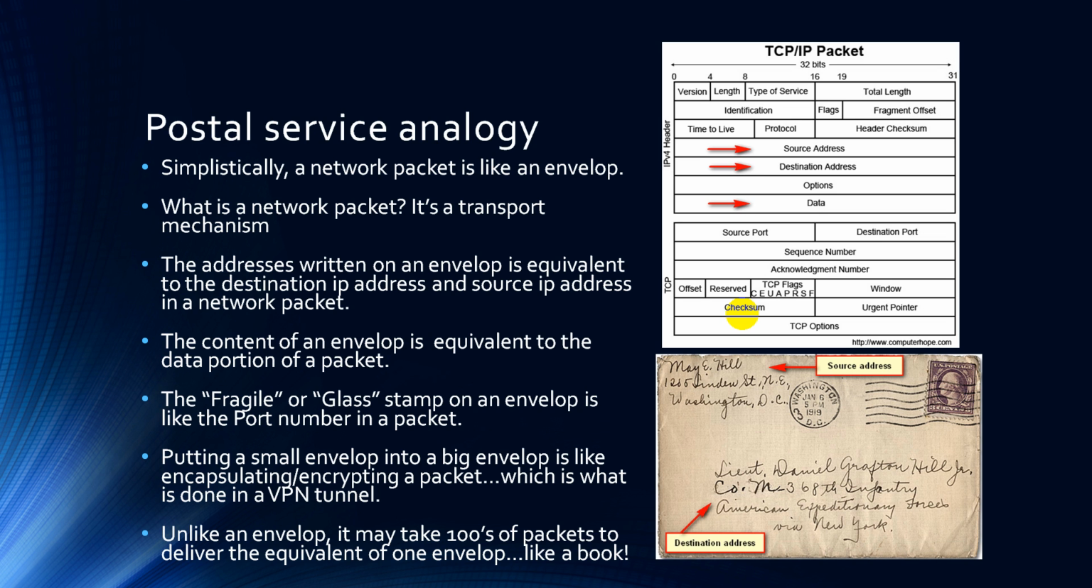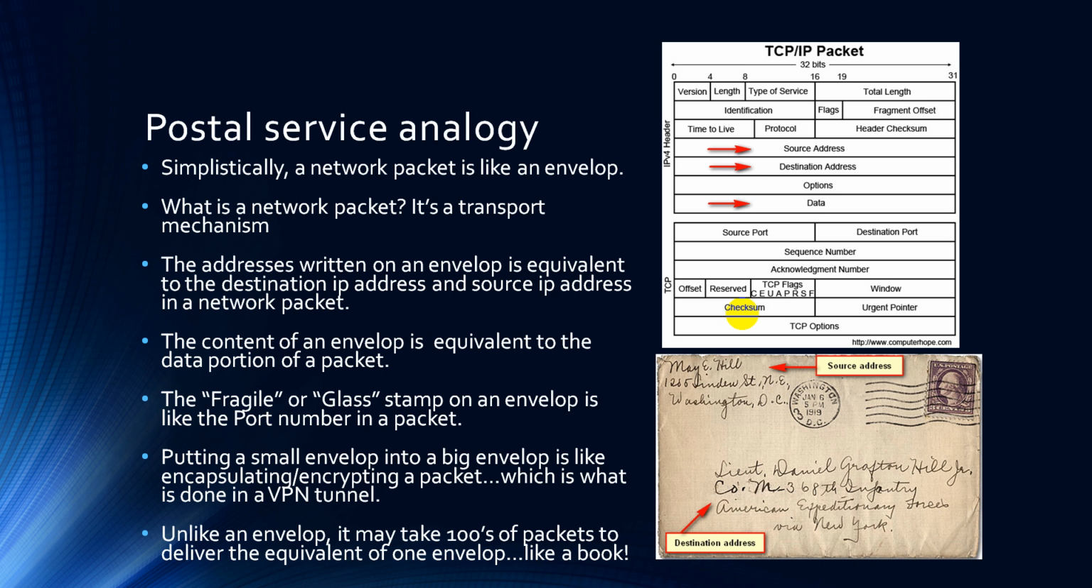Like a regular envelope, a networking packet always contains a source and destination IP address, so that it knows where to go and it knows how to come back. That's exactly what you do when you write on an envelope an address where your envelope is going, and in case you cannot deliver it, in the upper left corner you put your own address so that the letter knows where to come back to in case it doesn't get delivered.